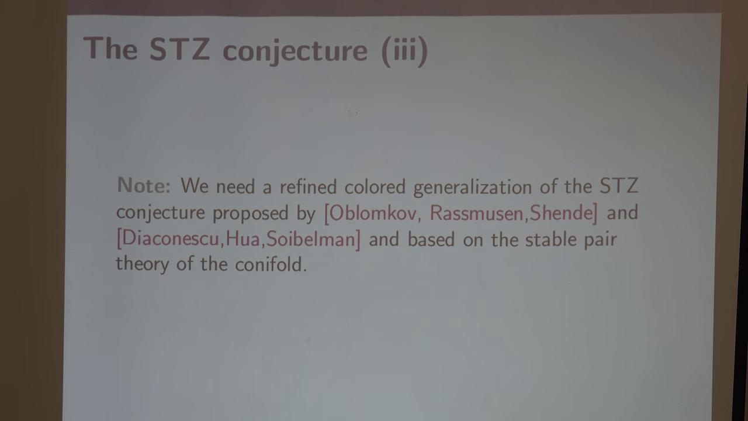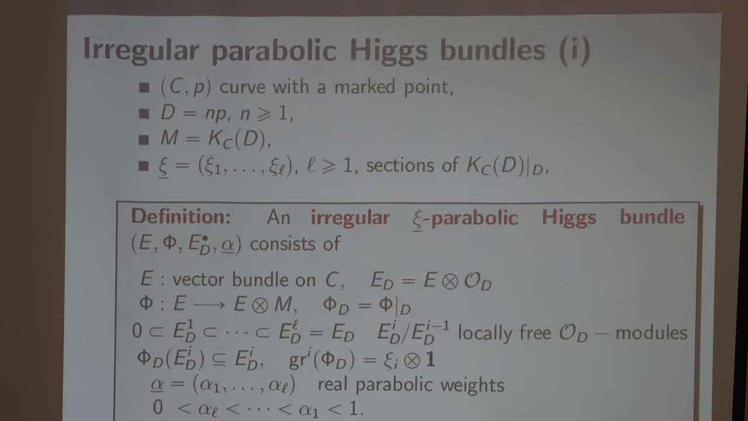Yeah, we need a refinement and a colored version of this conjecture. This conjecture was an odd version of some work of Oblomkov, Rasmussen and Shende. And then there was a physical interpretation of that by Diaconescu, Hua, and Soibelman, which used the stable pair theory of the Calabi-Yau threefold. And we'll need to cover all this. We need to frame all the knots appropriately in order to get the functions that we care about.